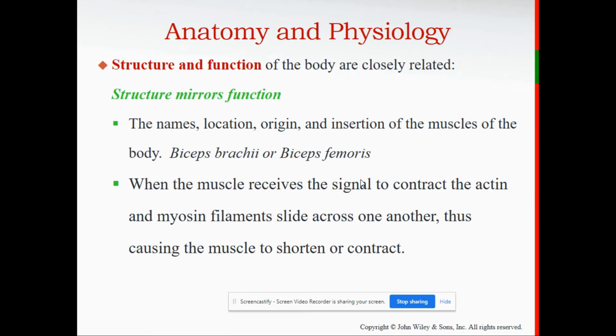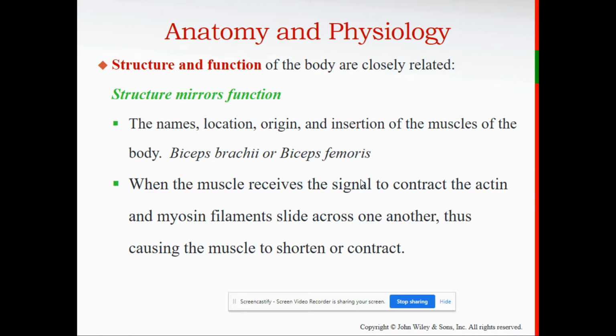Okay. Names, location, origin, and insertion of the muscles of the body. That is anatomy. So biceps brachii refers to the muscles in the upper arm versus biceps femoris, which are the muscles that are in your hamstrings. Both called biceps, but the term brachii tells us it's in the upper arm, and the term femoris tells us that it is in the thigh region. So that is just anatomy.